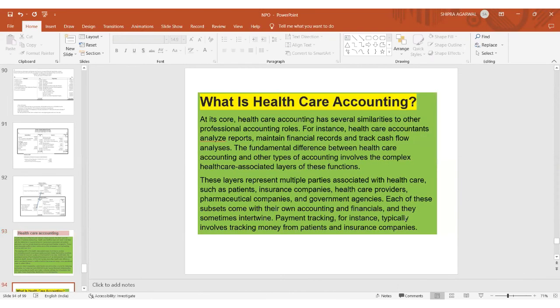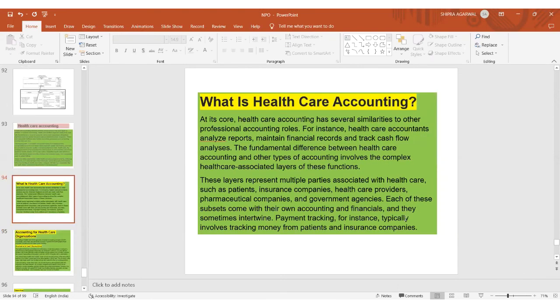So as a result, now if I talk about what exactly is healthcare accounting. See, if I'm talking about healthcare accounting, no doubt it has similarities like any other professional accounting organizations. Even they have to report their results, analyze their results, maintain the financial records, and keep a track record of their cash flows and various other things. But the major thing that is different here is that there are certain intricacies of accounting that involve complex, associated layers in case of healthcare, right?